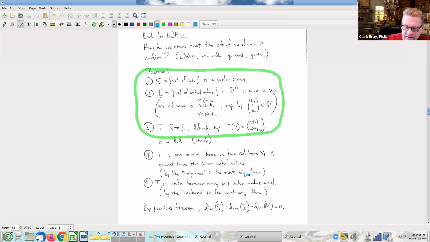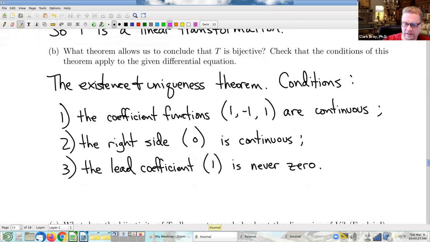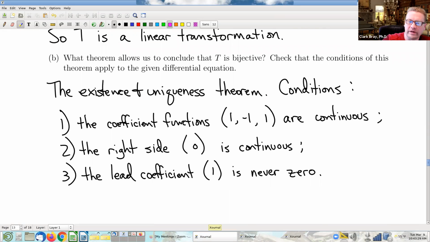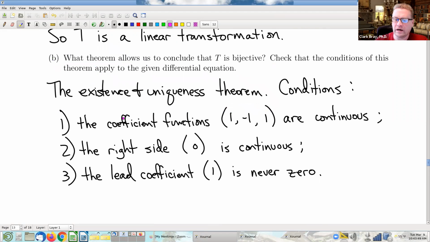Okay, so that's the argument that gets made now in part 2 down here. How do we know that T is bijective? Well, because of the existence and uniqueness theorem. Now, specifically, this question says, what theorem allows us to draw that conclusion? So here we indicate the existence and uniqueness theorem. And of course, we do want to check and make sure that the conditions apply. How do we know that this theorem applies? Well, we have to check its conditions.